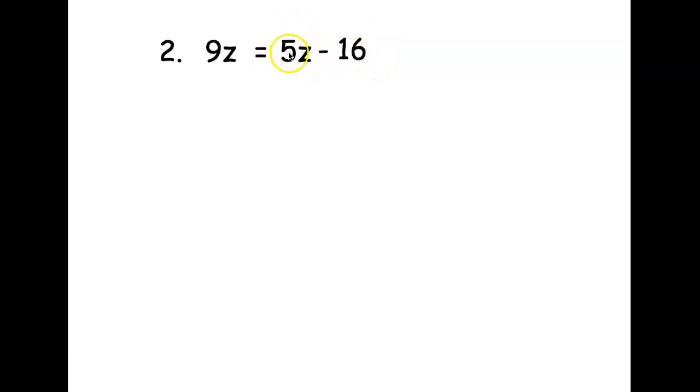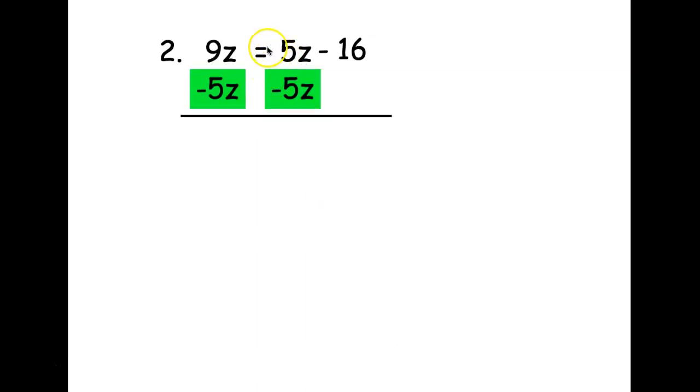So we want to remove 5z out of the way. Because this is a plus 5z, we want to use the opposite. The opposite of plus 5z is minus 5z. And to balance the equation, whatever you do to the right side of the equal symbol, you must also do to the left side of the equal symbol. So subtract 5z on both sides.